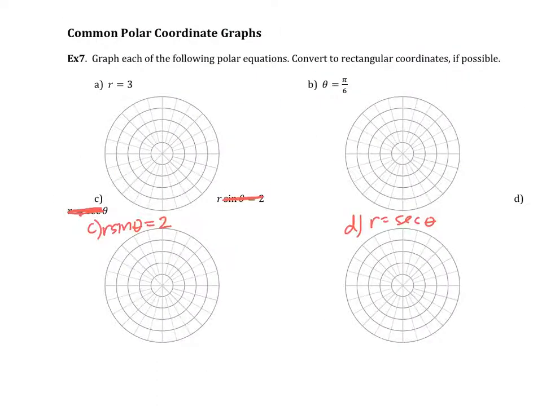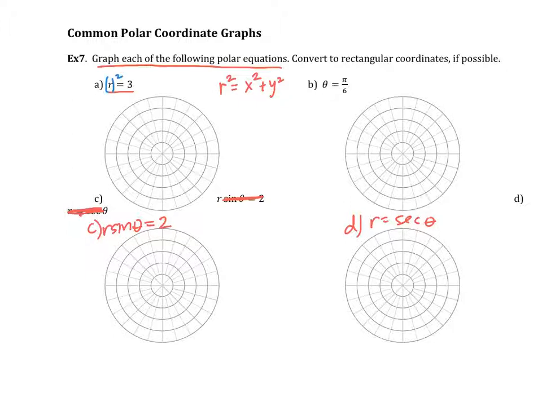Okay, now what if we have some graphs? We're going to do some graphs and see why they are the graphs they are. Example 7 says graph each of the following polar equations, convert to rectangular coordinates if possible. This first one we have is r equals 3. Well, the only connection we had was that r squared equaled x squared plus y squared, right? But this isn't r squared, it's only r.